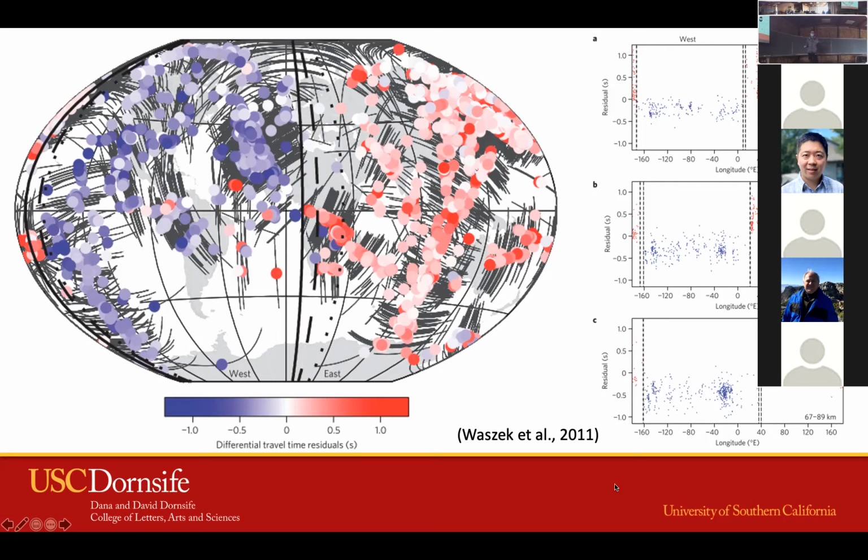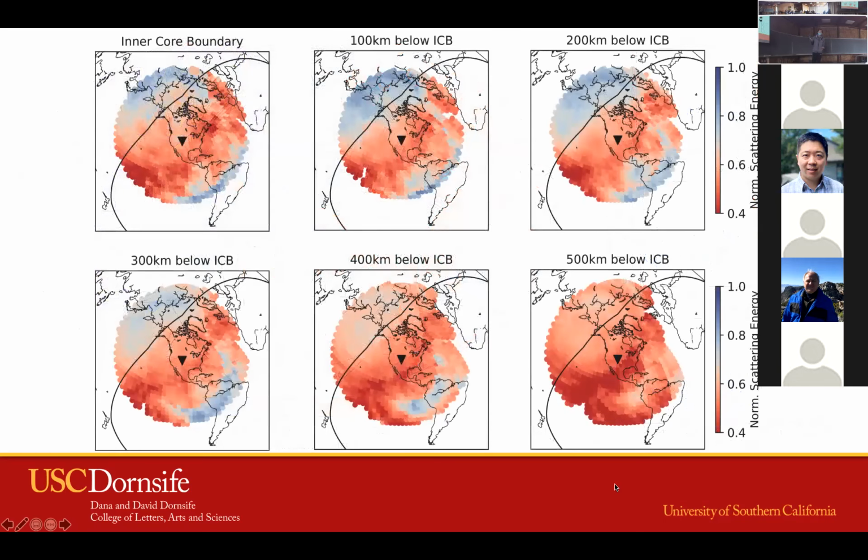So this contradicts different studies. The second one is for our study: the inner core strong scattering can go as deep as 300 or 400 kilometers, and it would also be smeared out. So what happens?